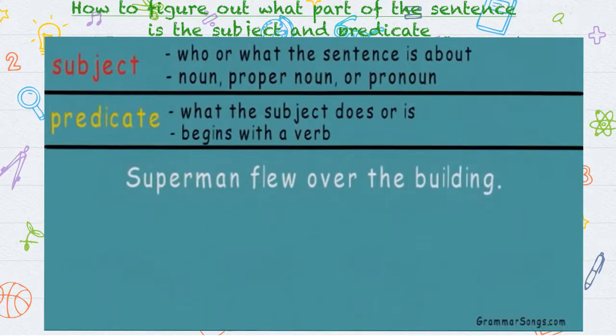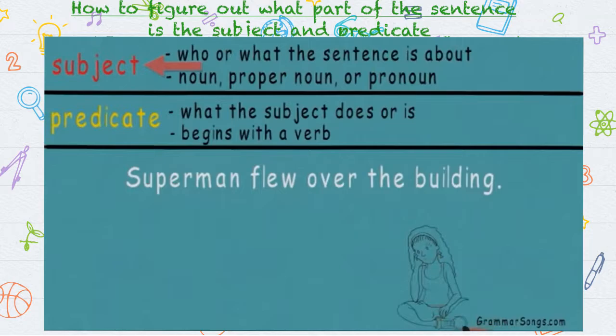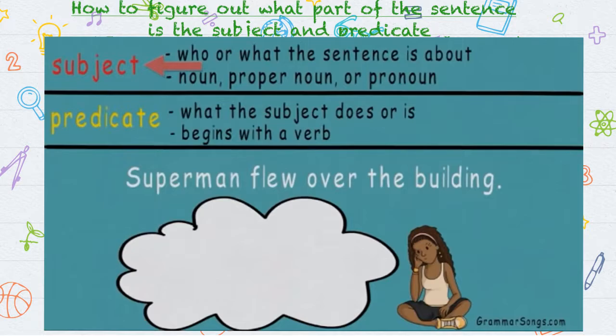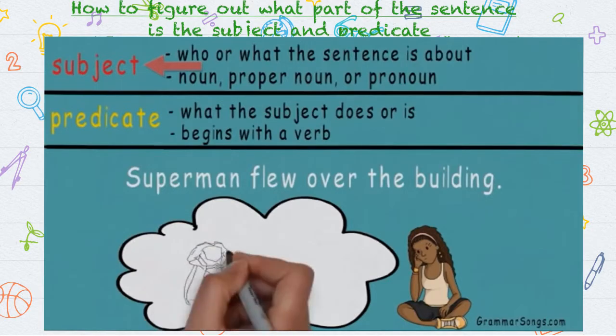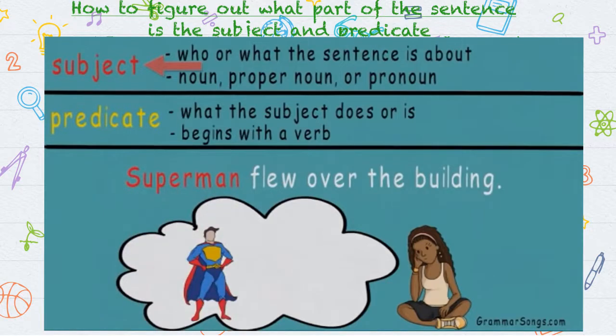Superman flew over the building. First, let's find our subject. Who or what is this sentence about? Well, when I read this sentence, I get a picture in my head of Superman. Superman is my subject. Superman is a proper noun.